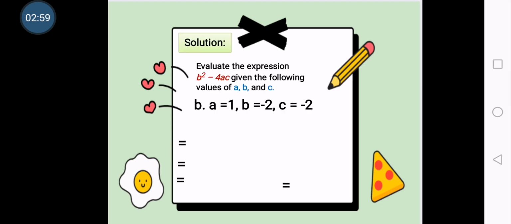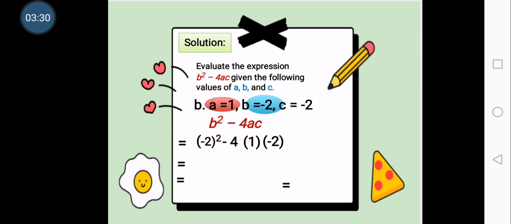Next, number 2 example. Ganun pa rin po, given ang value ni A, B, and C. Nagkataon lang na ang values ni B and C ay negative. So, this time, kapag isa-substitute po natin siya sa discriminant, kailangan isasama natin yung negative sign. So, ang value po ni B is negative 2. Kaya, naging negative 2 raised to 2. Minus 4 times the value of A, which is positive 1, and value of C na negative 2.